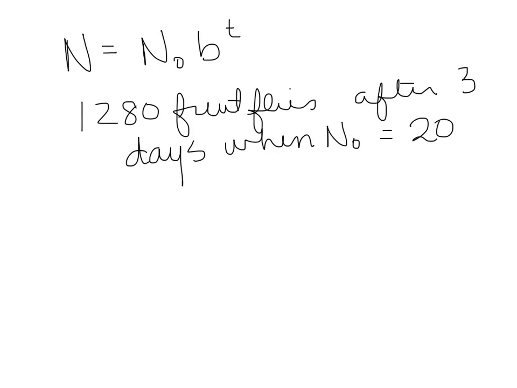So what can I say about how things are changing? Find the growth factor. So I'm going to stick everything in. 1,280 is equal to 20 times B to the 3. So to find B, I'm going to go ahead and divide both sides by 20, because that's going to help me isolate B, if you remember how to do radical equations.